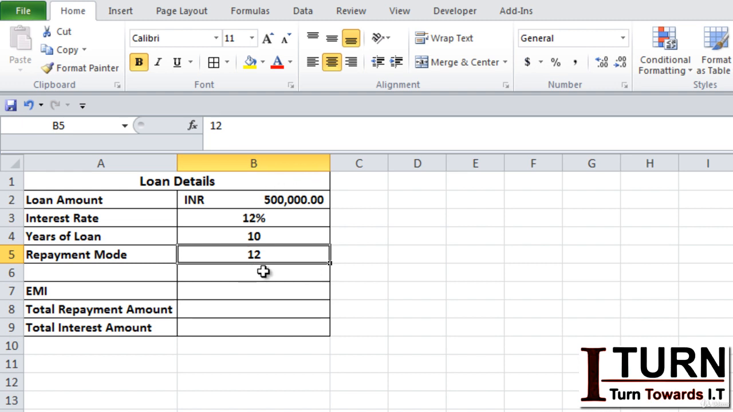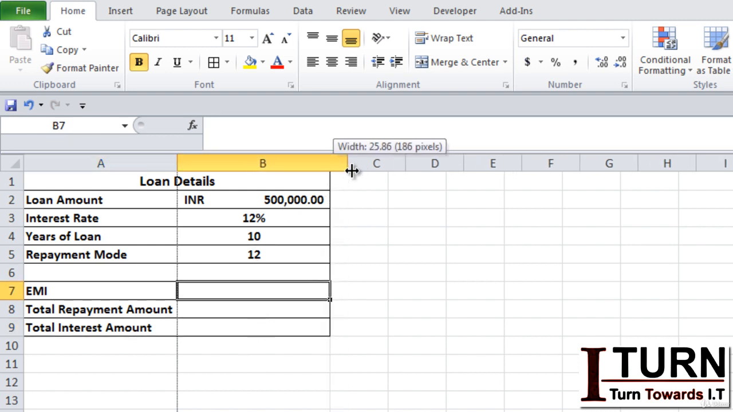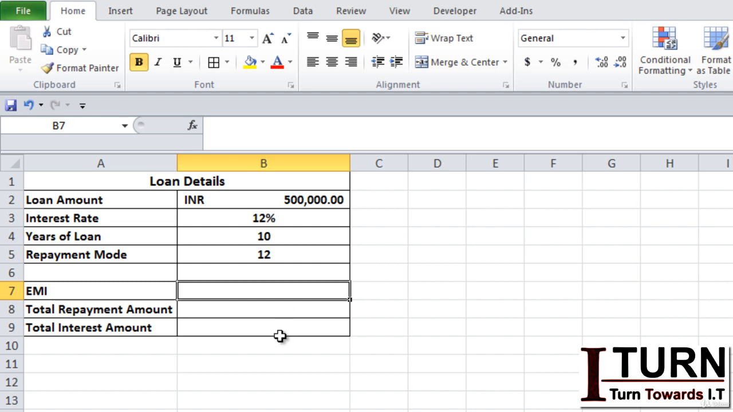On the basis of these details, I need to calculate the EMI, total repayment amount including the loan amount and the interest amount, and total interest amount also. So first I need to get the EMI. In order to have the EMI on reducing rate of interest, I need to apply a PMT function.